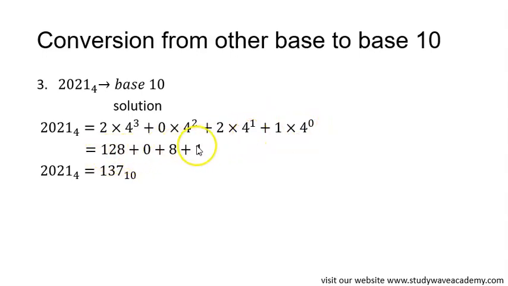Okay, so next we add everything together. When you add everything together, 128 plus 0 plus 8 plus 1, what is it going to give you? You have 137, right? Okay, so this number in base 4 is equal to this number in base 10. 2021 in base 4 is the same thing as 137 in base 10. Do you understand?